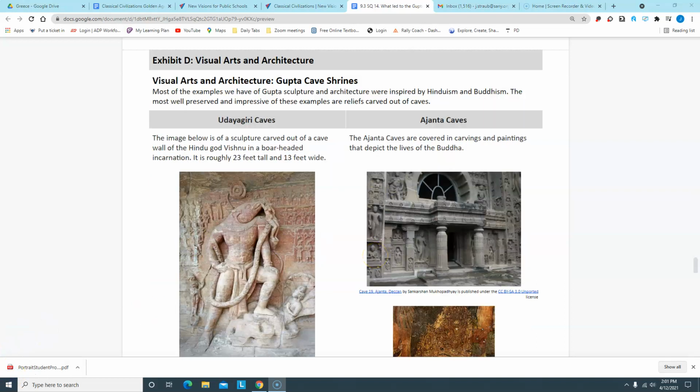All right, here we're looking at another section on visual arts and architecture for the Gupta Empire. These are Gupta cave shrines. Most of the examples we have of Gupta sculpture and architecture were inspired by Hinduism and Buddhism. The most well-preserved and impressive of these examples are reliefs carved out of caves. The image below is of a sculpture carved out of a cave wall of the Hindu god Vishnu in a boar-headed incarnation. It is roughly 23 feet tall and 13 feet wide.